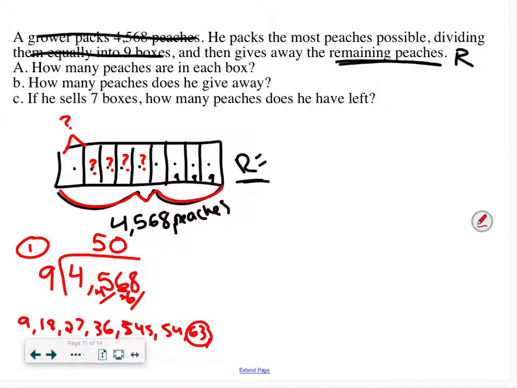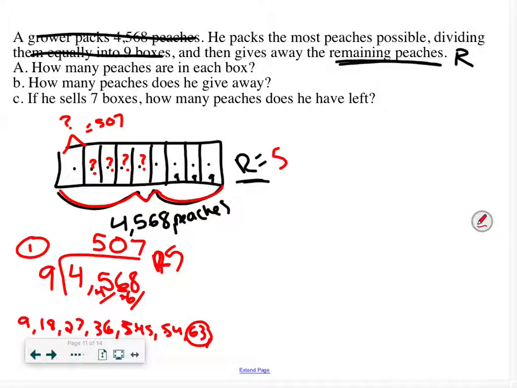There's 63, that looks close. That's 1, 2, 3, 4, 5, 6, 7. 63. Okay, well, I have 63 to 68, so I'm going to have a remainder of 5. So I know that that goes here. So inside each box are 507 peaches. So I can answer part A.